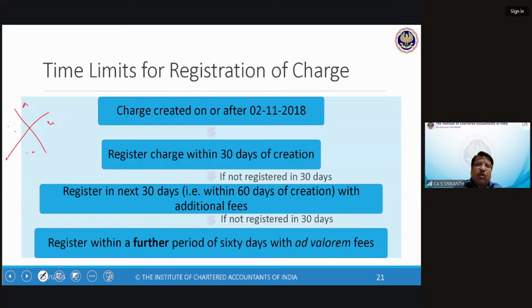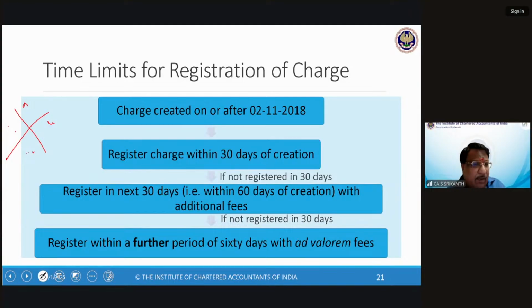That's all. Sir, I have not done it, sir. I have not registered it in 30 days. What to do? Then you get another 30 days. So total 60 days, but for the extra 30 days beyond the original 30 days, if you file, you have to pay additional fees. Usually 3 times, 2 times like that, depending on the days.